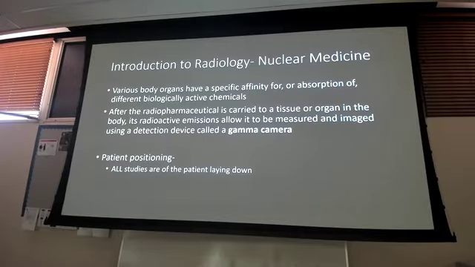Okay, so we already kind of briefly talked about it, right? Various body organs have specific affinity for certain chemicals, and that's how they figure out what we're going to inject. After it's carried to the tissue of the organ, it emits radiation, it gets measured and imaged using a gamma camera, right? It's not necessarily gamma radiation, it's just what they call it. They call it a gamma camera. In all studies the patient is lying down, just like a CT scanner. So there's no standing nuclear medicine scans, there's no sitting ones, there's no portable ones, or anything along those lines, okay?